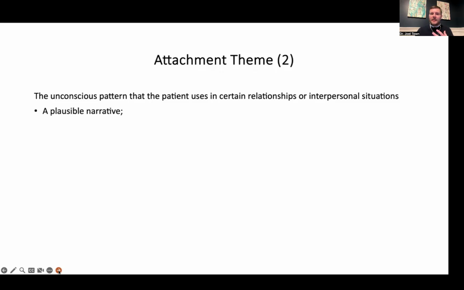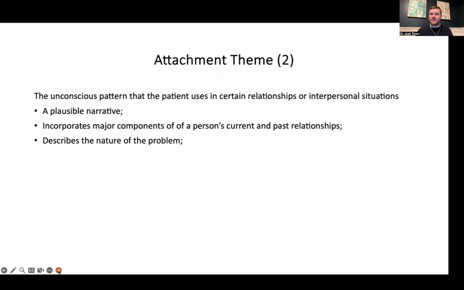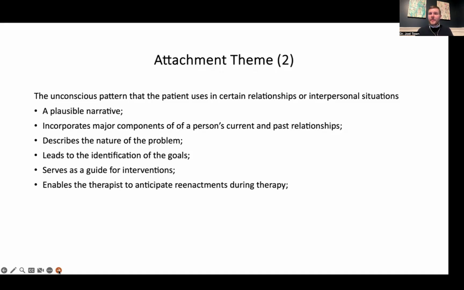It makes sense to the client and to us, and it typically incorporates the key components of a person's current relationships, but also the impact of past relationships. And through understanding the two, it includes a description of the problems and the nature of the problems that a person comes into therapy for, and therefore the goals in therapy, the things that a person wants to change. And then it can serve as a guide for the types of interventions we're going to use in therapy, i.e. what we do at any given time.